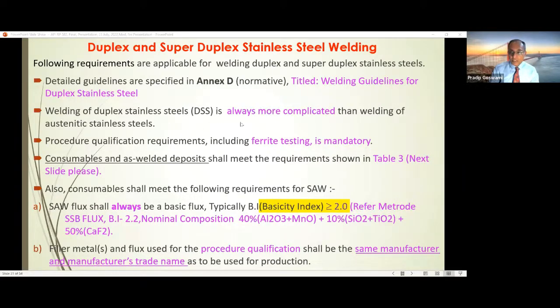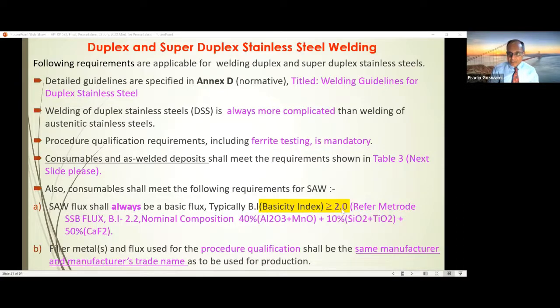Welding of duplex stainless steel is always more complicated. And this particular RP has an Annexure D that addresses duplex stainless steel welding in a very detailed way, and procedure qualification requirements, including ferrite testing and impact testing when it is considered mandatory. Consumables and the deposits shall meet the requirement in Table 3, that is the next slide, which I'm going to show.